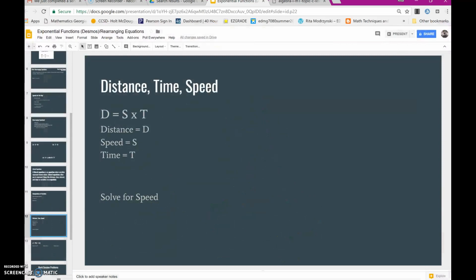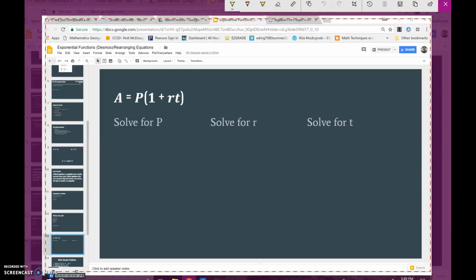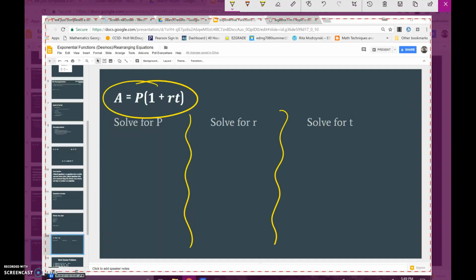Our last three are a little complicated, but it all has to do with the same formula. I wanted to show the same formula solved for different variables so you could see the differences. So let's start with solving this equation here for P. So we have A equals P times 1 plus RT. Now, if you notice, P is being multiplied by 1 plus RT, that whole quantity. So if we can just divide that quantity out, we'll be done with the problem.